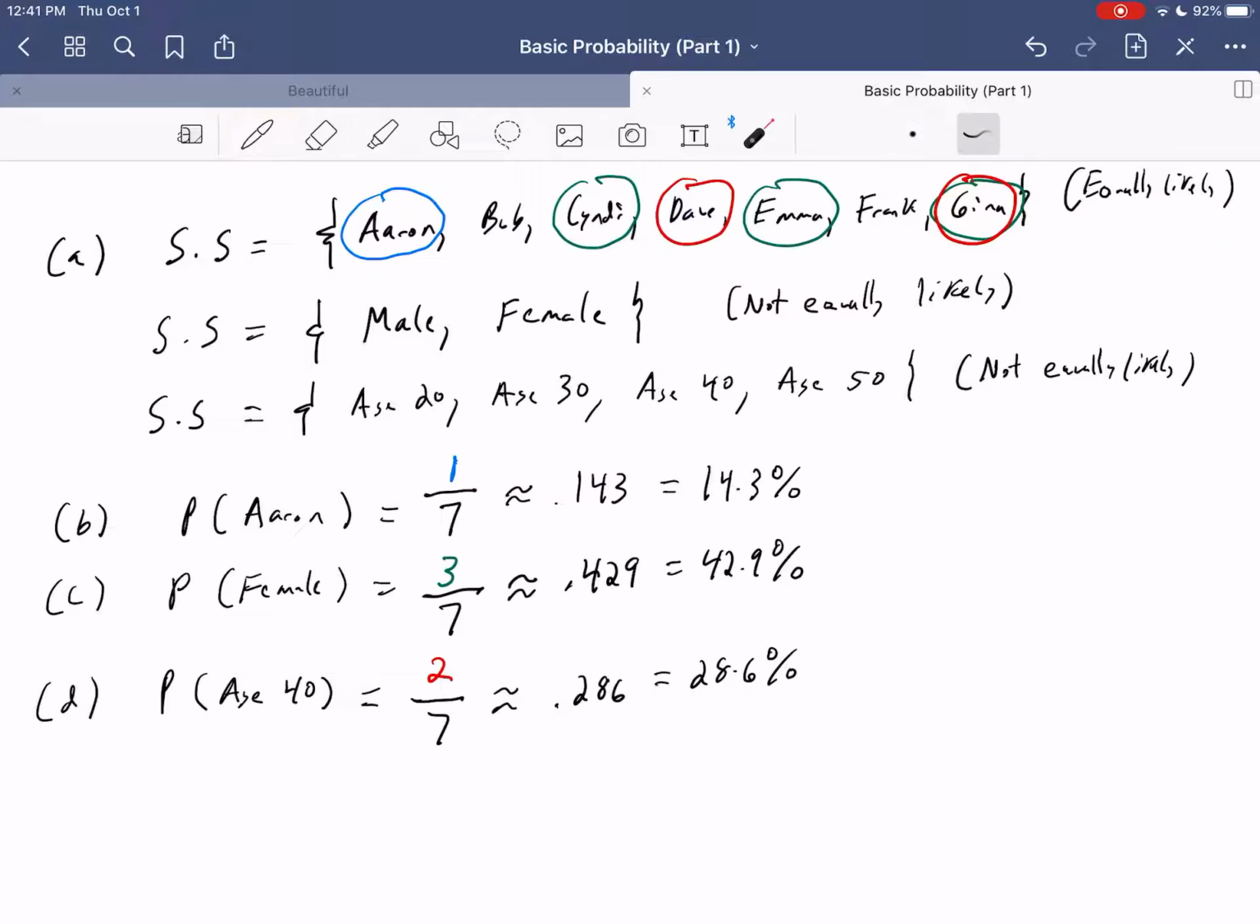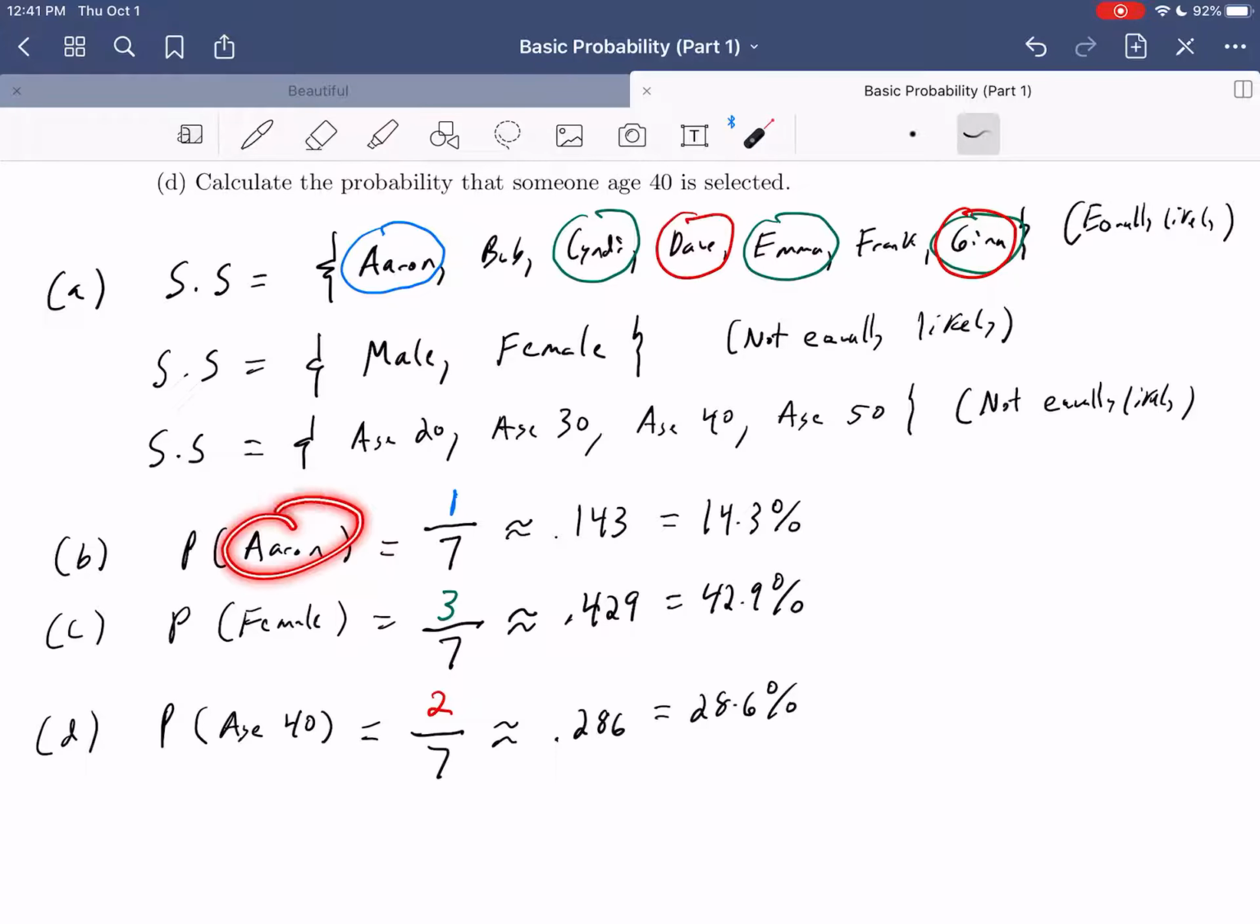We calculated the probability of each of these events. The chance that we randomly select the person Aaron is 14.3%. The chance that we get a person who is female, forgetting about which female it is, just as long as they're female, 42.9. And the chance that we get a person who is age 40, again, don't care who it is, as long as they're age 40, 28.6%.